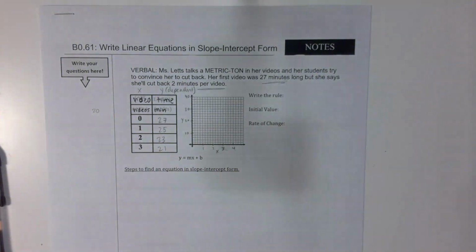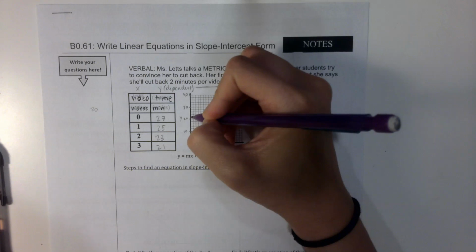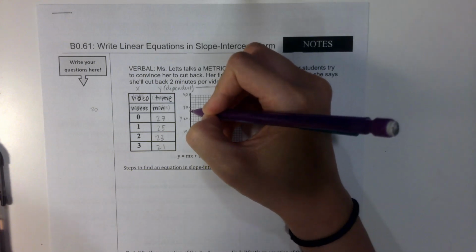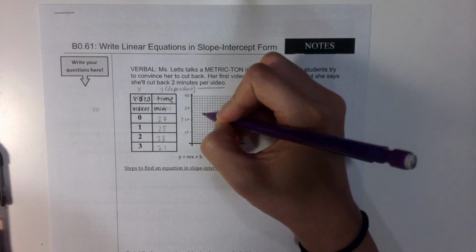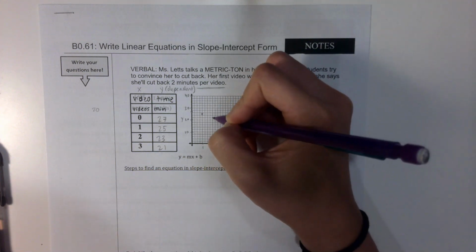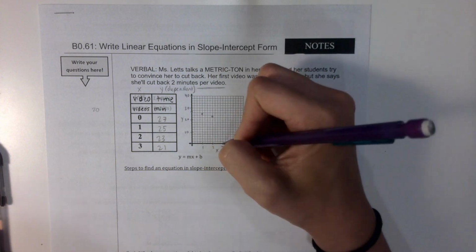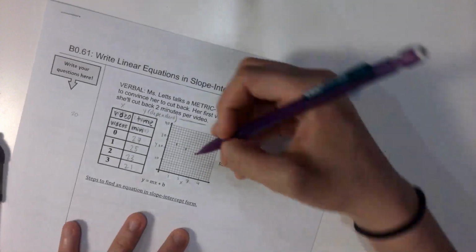All right, so once you decide on your scale, then you can graph. So I have 0, 27, so 22, 24, 26, and then halfway. And then at 1, we have 25, 22, 24, halfway. At 2, we have 23, 22, halfway. And then 3, we have 21, so right above 20, and so on.